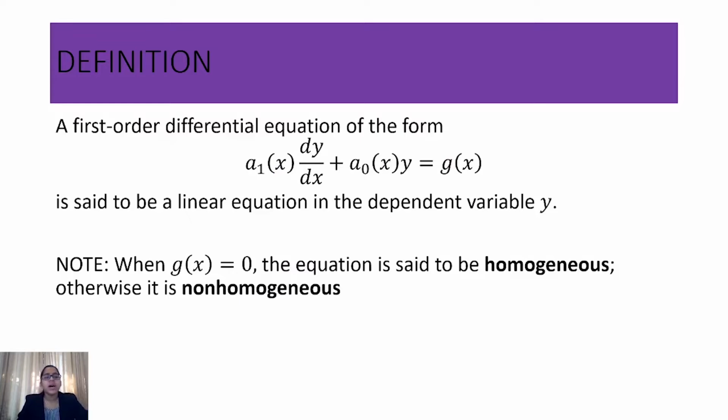Let us see what is meant by a linear differential equation of first order. A first order differential equation of the form a1(x) dy/dx plus a0(x) y equals g(x) is said to be a linear equation in the dependent variable y. It is linear because there is no coefficient which affects the linearity of this differential equation.